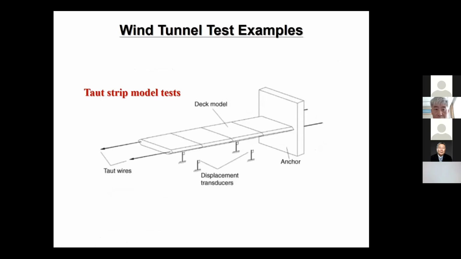Also for bridge analysis, we have a taut strip model test. You have some taut wires to connect the deck sections. So it is just between the sectional model and the full elastic model. So we use this taut strip model test. So usually in wind tunnel bridge tests, we have a lot of tests with displacement transducers, using laser transducers for displacement and analysis of the force and the displacement.